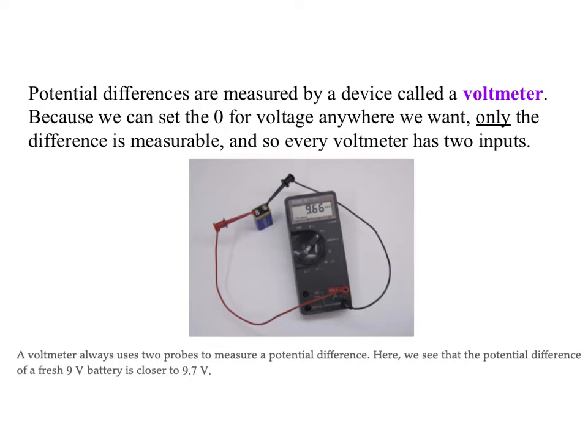So every voltmeter has to have two inputs. Traditionally, the higher one and the lower one. The higher one is black, the lower one is red. That isn't important, it's just traditional. A voltmeter, therefore, always has two probes. All right, so we can pick the two points.